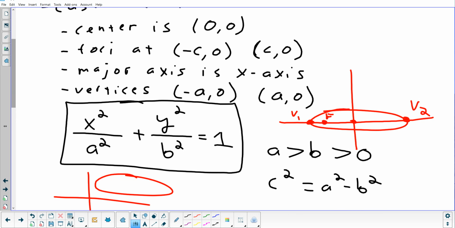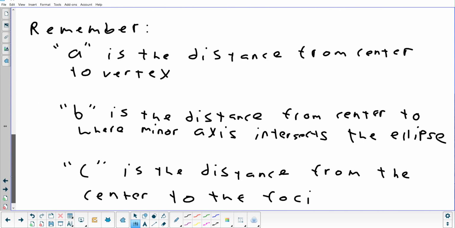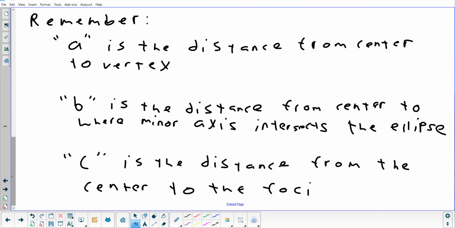This would be F1. This would be F2. What does C tell you? Kind of thinking along the same lines as what A tells you. The distance from the center to the focus? Yes. C tells you the distance from the center to the focus. That's what C is. Still haven't described B. Well, if you know those two distances, you can calculate B. But what B really is, is the distance from the center to the minor axis.